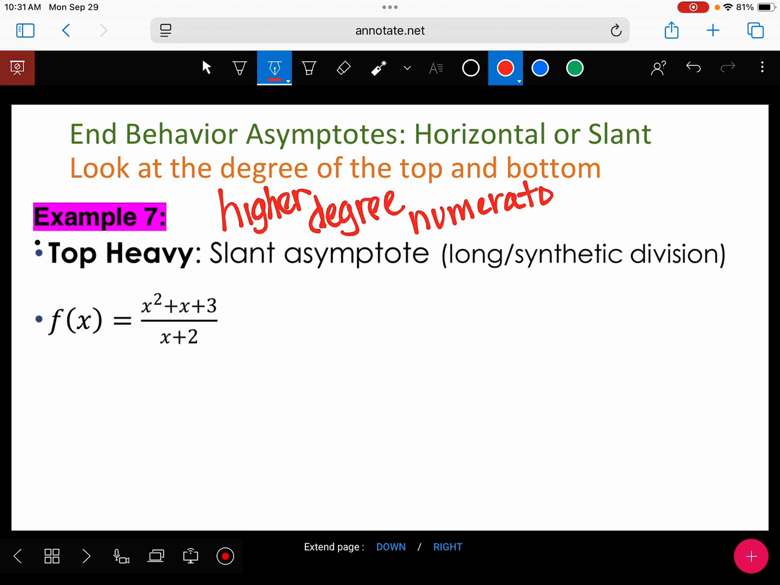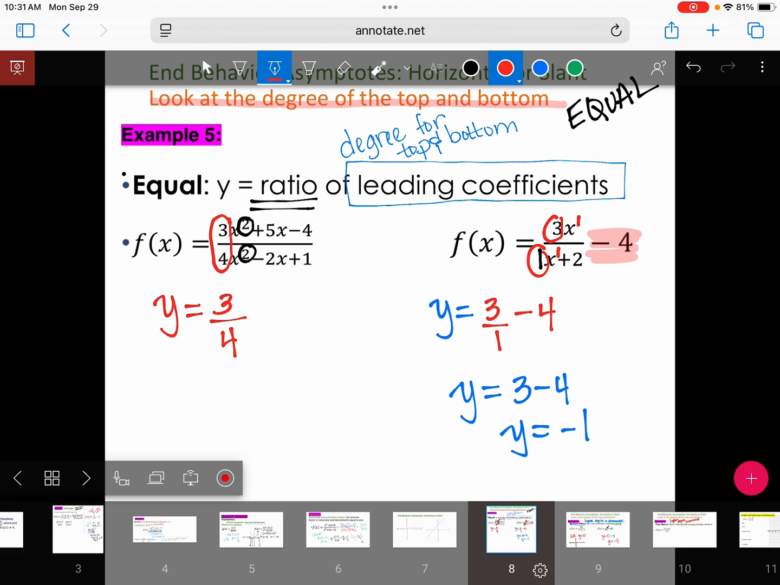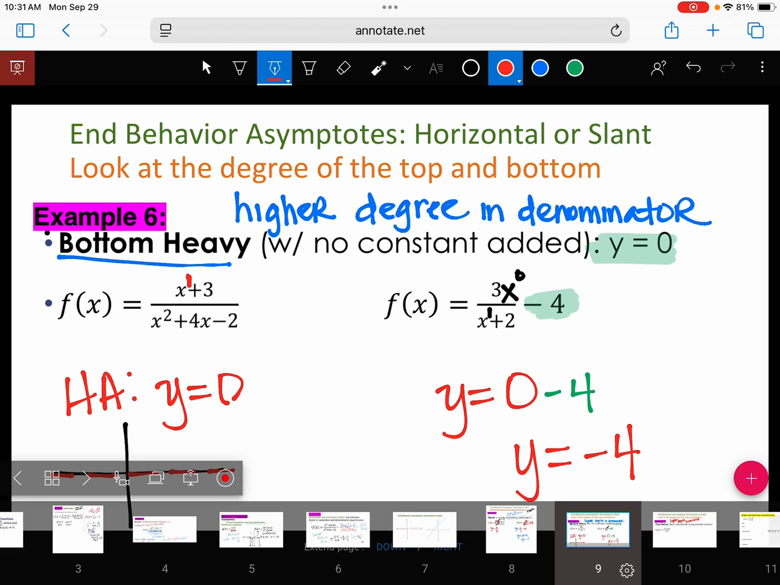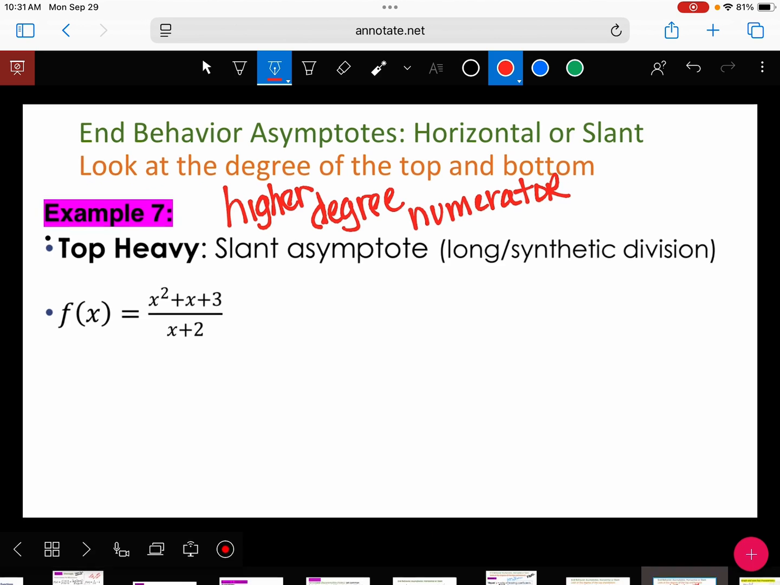So let me go back and recap. There's 3 options. Either they're going to be the same degree top and bottom, which means they're equal, and we simply divide the leading coefficient. So either it's equal or it's higher on the bottom, and when that happens, it's just y equals 0, unless it's a special case and you have to add or subtract the number. And then your last option would be higher in the top. So when that happens, we have to do synthetic division.